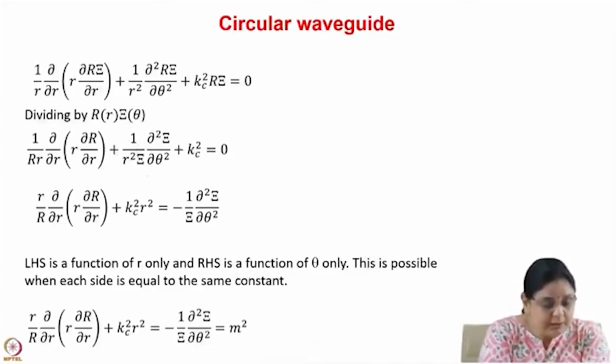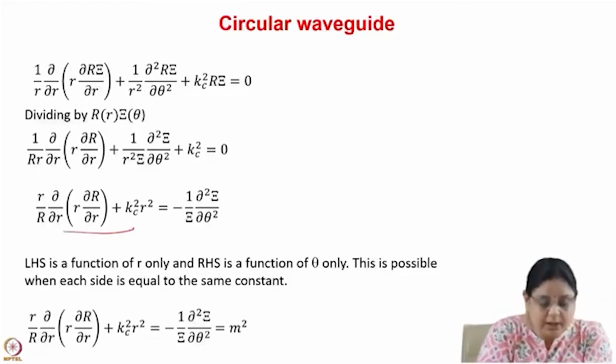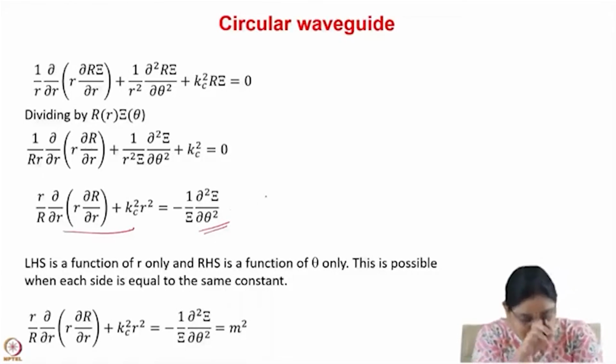Now this is the expression. Again we can rearrange this and write it as this expression here. So now if you notice, the left hand side is a function of R only, and the right hand side is a function of theta only. So again, as before, this is possible when each side is equal to the same constant. So you can equate both the left hand side and right hand side to some constant m square.